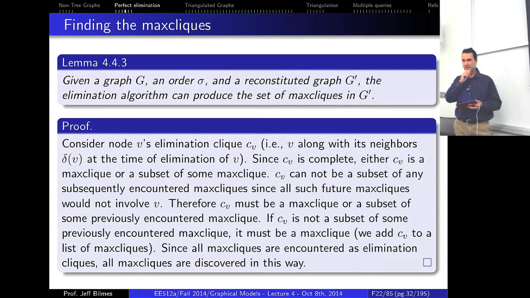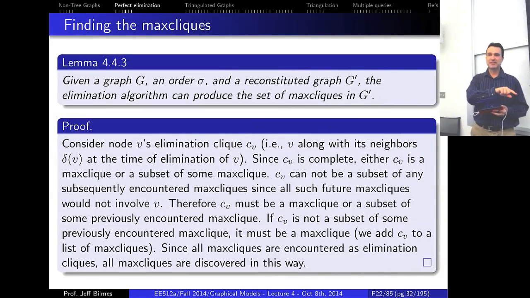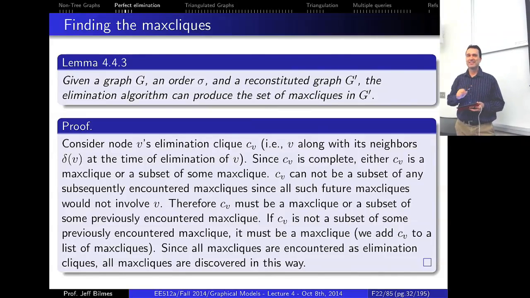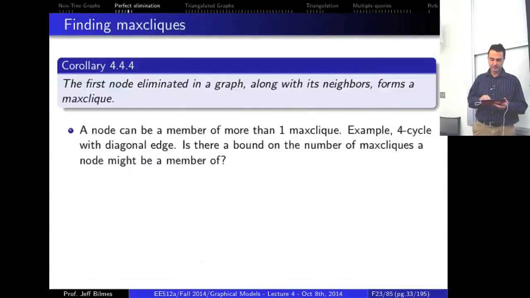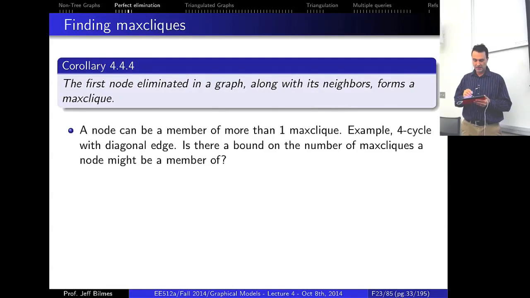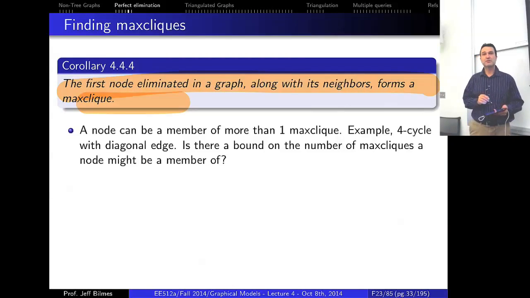So should I say that again? Or you could just rewind it and hear it again. I'm going to push forward, but I'm going to say that it therefore must be true that if you eliminate the first vertex and its neighbors, there is no previous set of max cliques, so it mustn't be a subset of any previous max clique because there are none. So it basically means that the first vertex and its neighbors must be a maximal clique. That's this term here. The first node that you eliminate along with its neighbors forms a maximal clique.